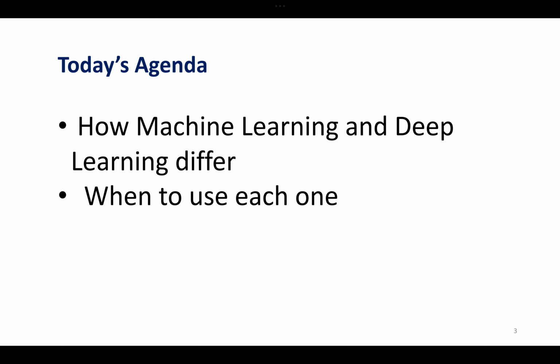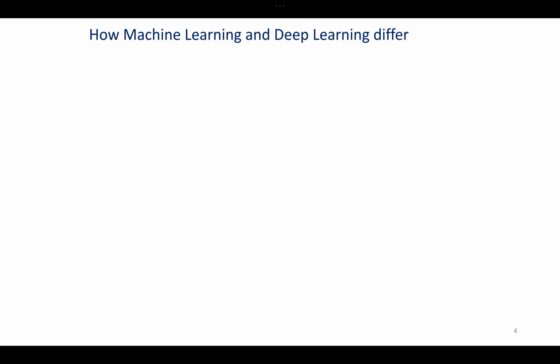Last time, we talked about how deep neural networks are capable of learning complex patterns. We didn't talk much about how that compares to traditional machine learning, and that's exactly what we'll break down today. So, by the end of today's session, you will be able to explain how machine learning and deep learning differ and when to use each one.